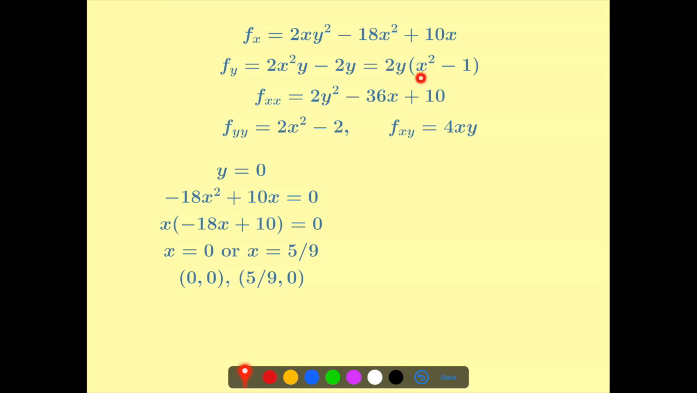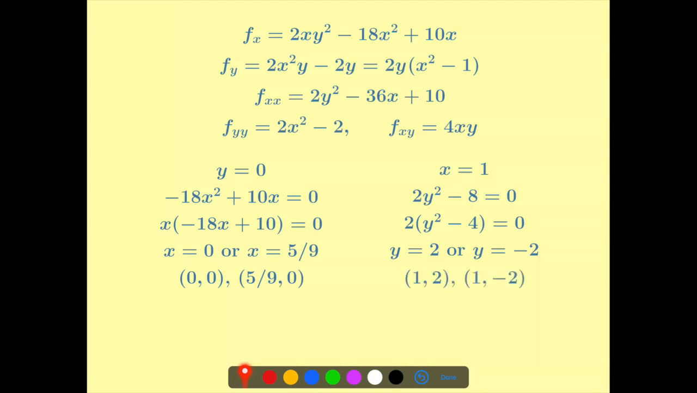We go back up here, we still need to consider x squared minus 1 being 0, so that gives us 2 possibilities for x. We look first at x equals 1. When x equals 1, we plug that back into the formula for f sub x, because we want that to be 0 as well, and we get 2y squared minus 18 plus 10, so that gives me 2y squared minus 8 equals 0. Factor out a 2, and then we can see y is either 2 or y is minus 2. That gives us 2 more points then. We're going to get the point x equals 1, y equals 2, and then x equals 1 and y equals minus 2. So we have 4 points altogether.